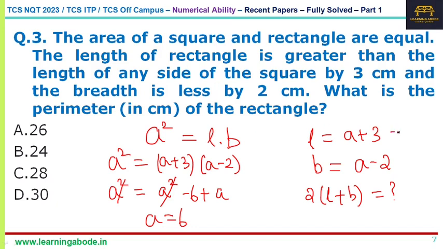Now that means length would be 6 plus 3, 9. Here breadth will be 6 minus 2, 4. Okay, so 9 and 4, it's the length and breadth. So 2 into (9 plus 4), that's 26. Answer option A, 26 is the answer for the third question.